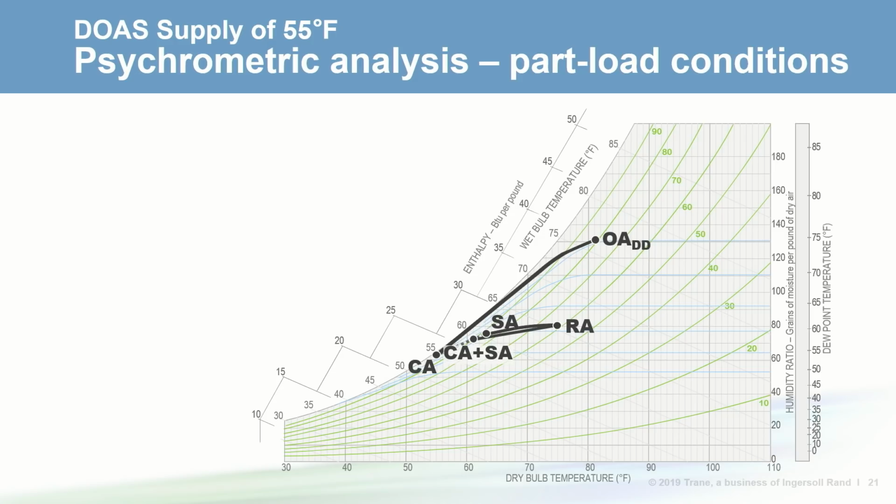At part load, the terminal unit delivers less air. This results in a higher zone dew point, 61 degrees. This is approximately 62% relative humidity at 75 degrees dry bulb.